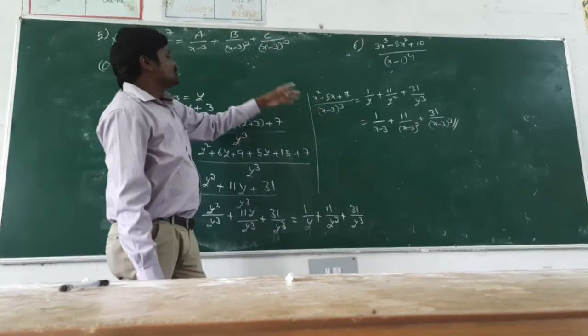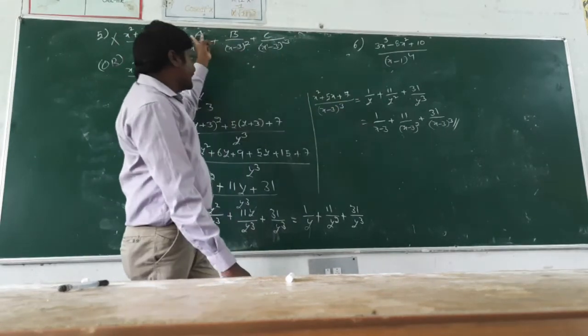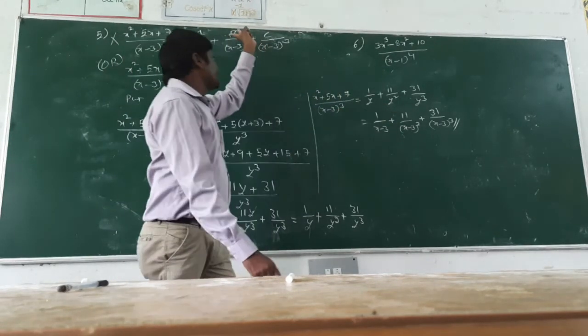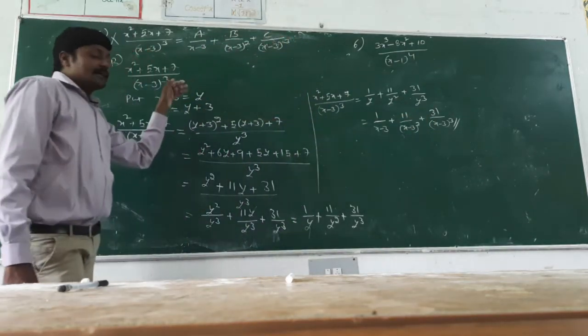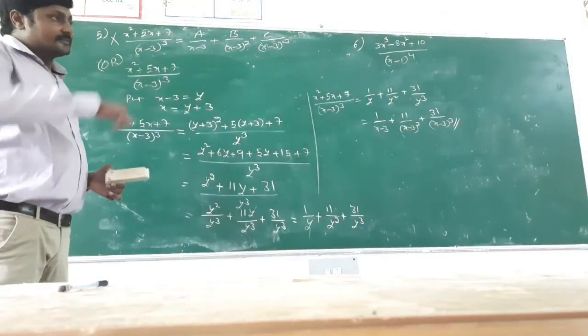When you combine these two values, a value is directly 1 and b value is 11, c value is 31. Okay, this is the alternative method in type 2.